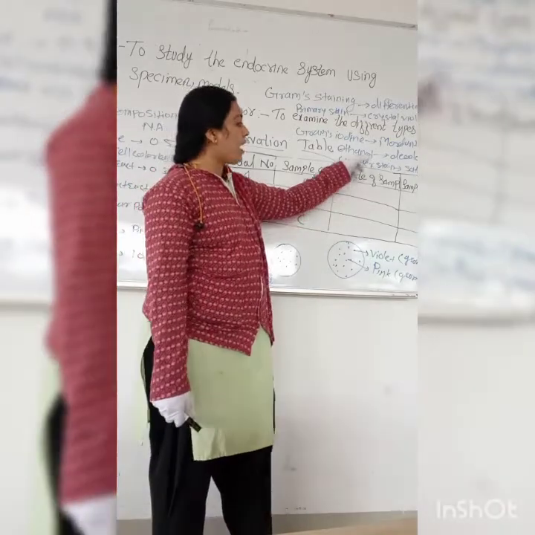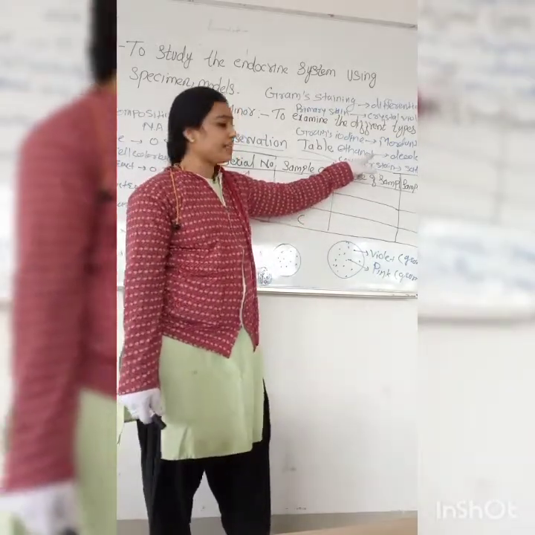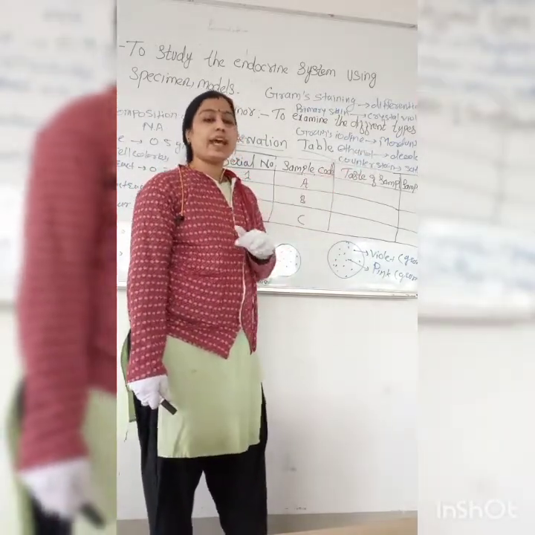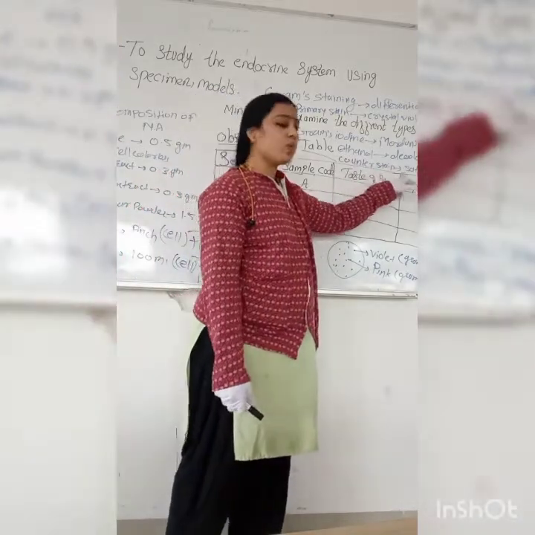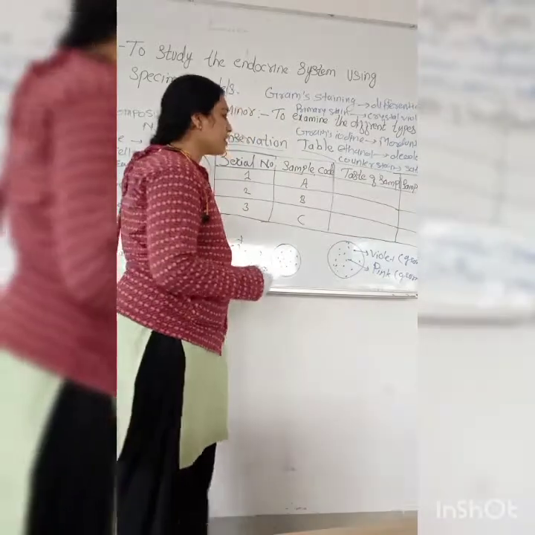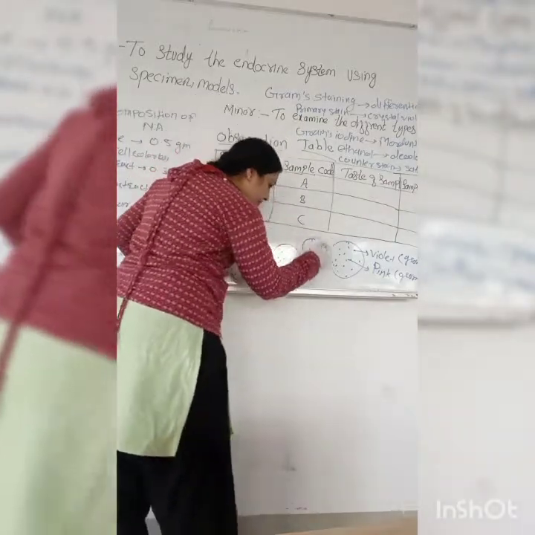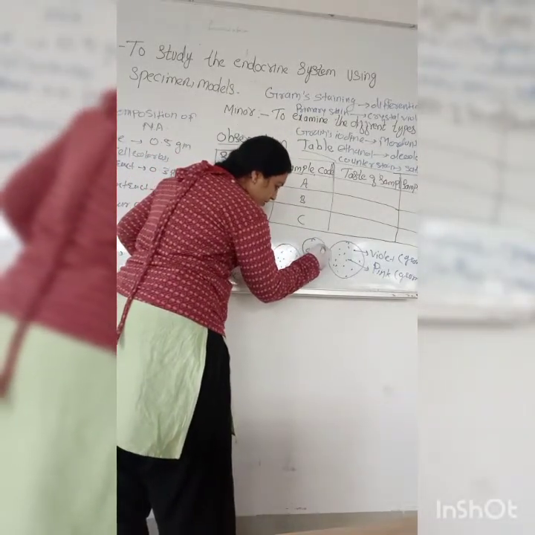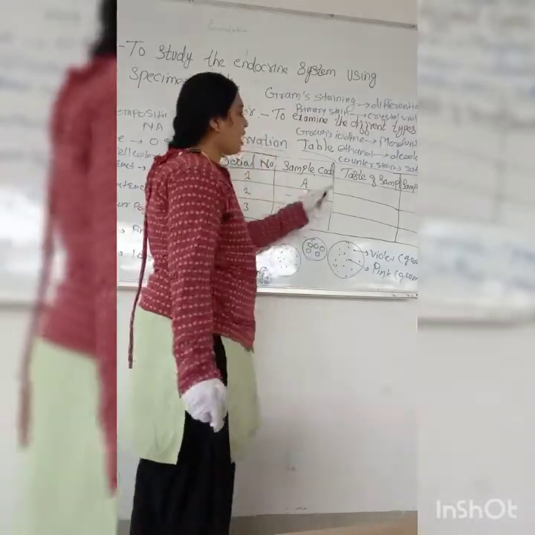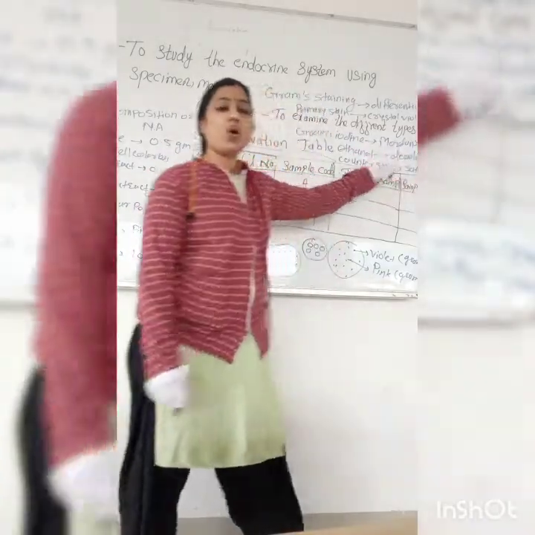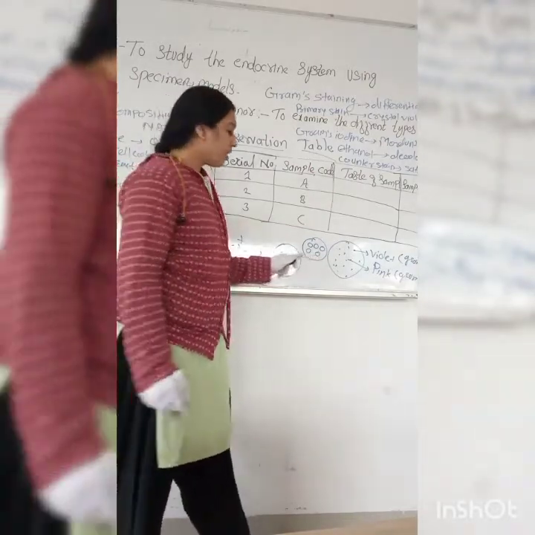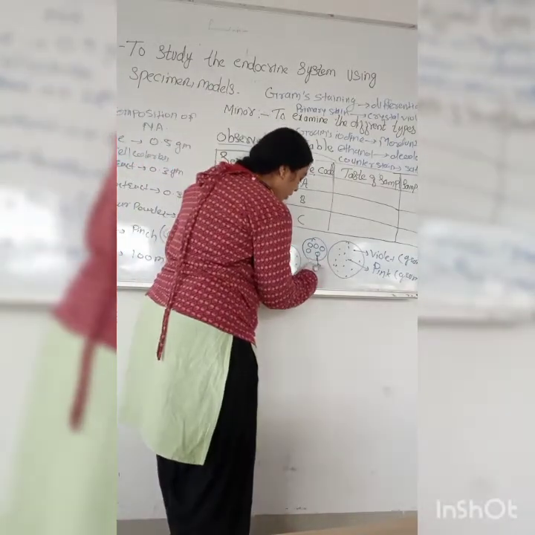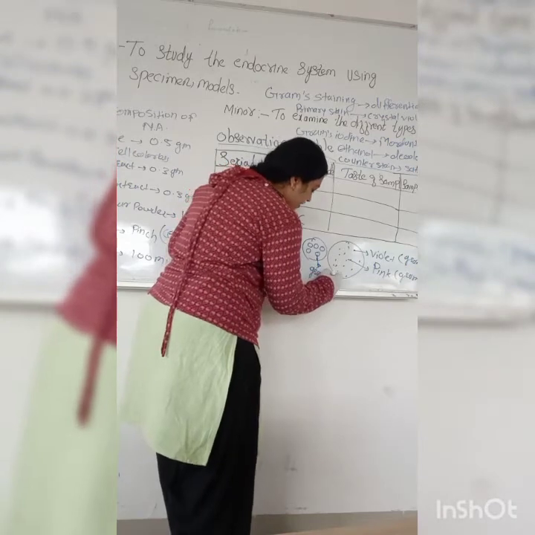So when we add the decolorizing agent, that is ethanol, they are not washed out. Then we add the counter stain. There are certain cells on the smear which become colorless, meaning the Gram's iodine, that is the mordant, did not form any bond with these cells, and they are gram negative cells.